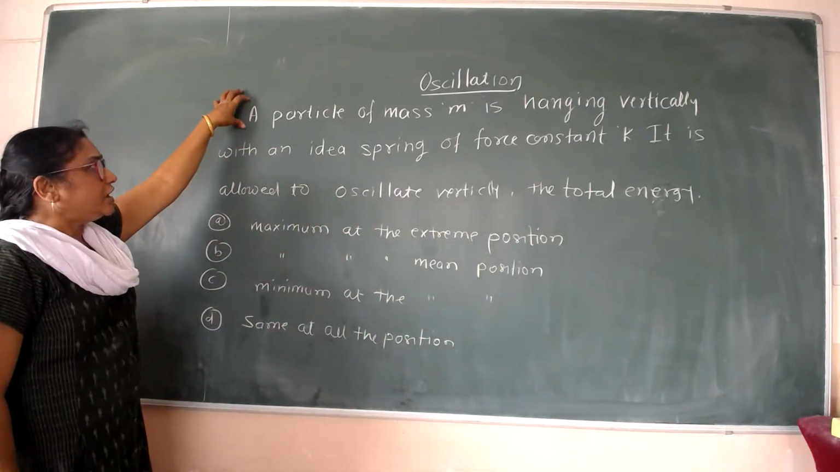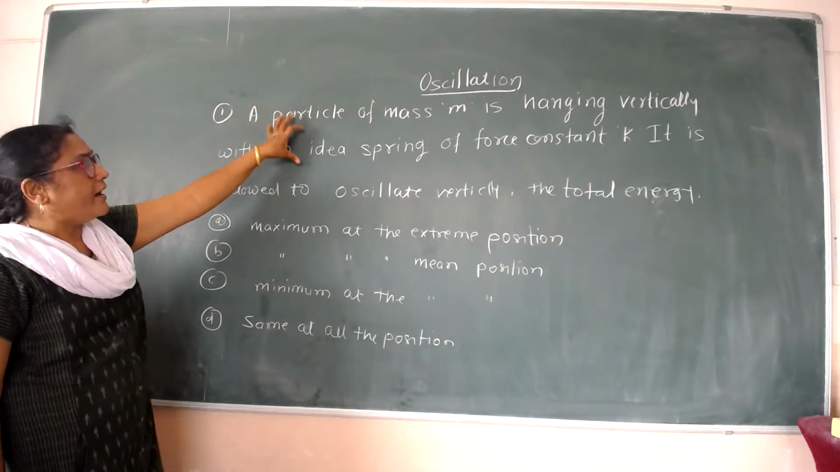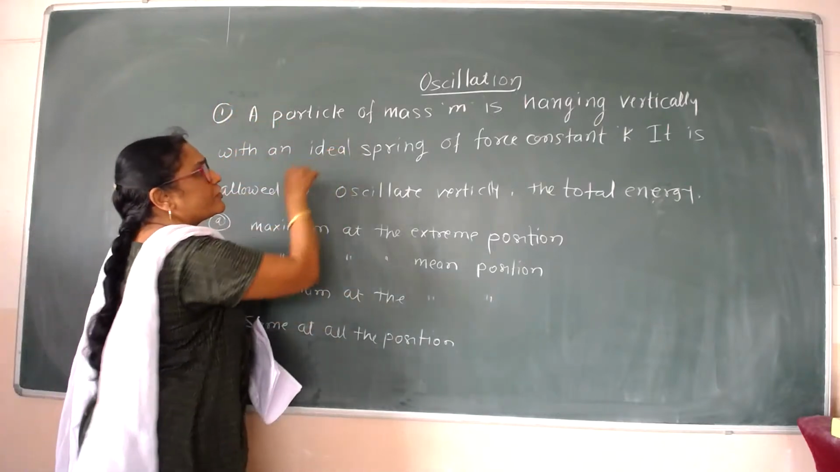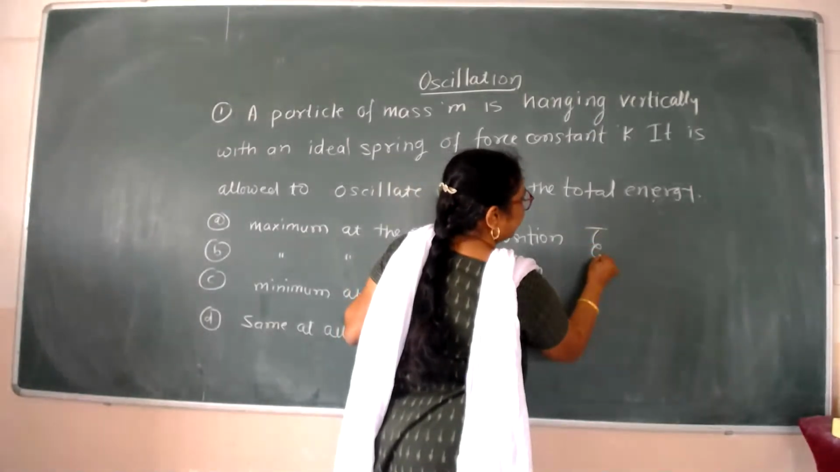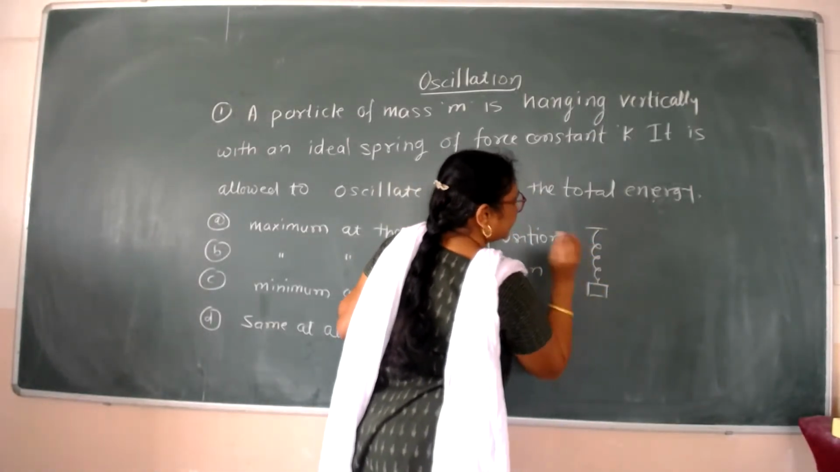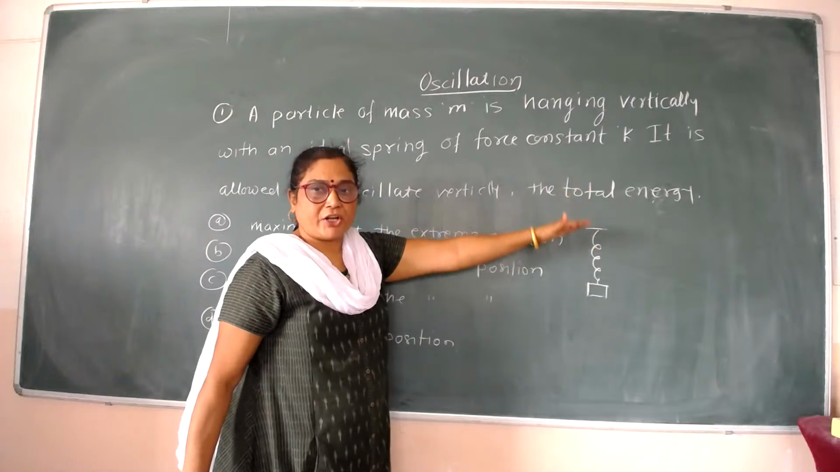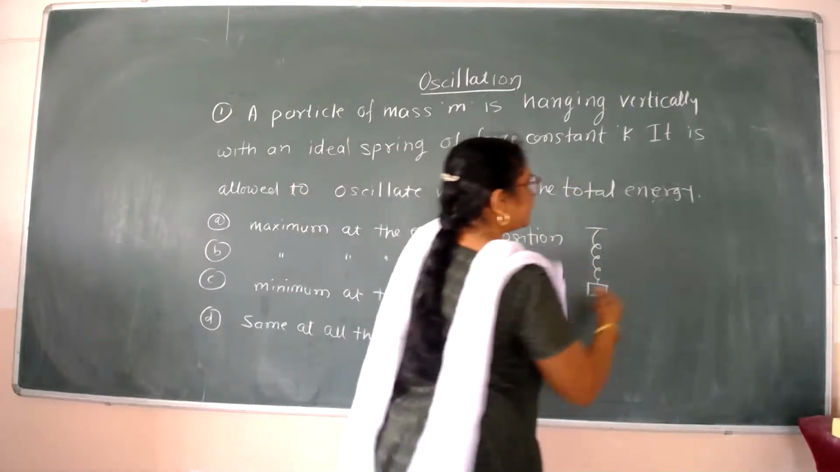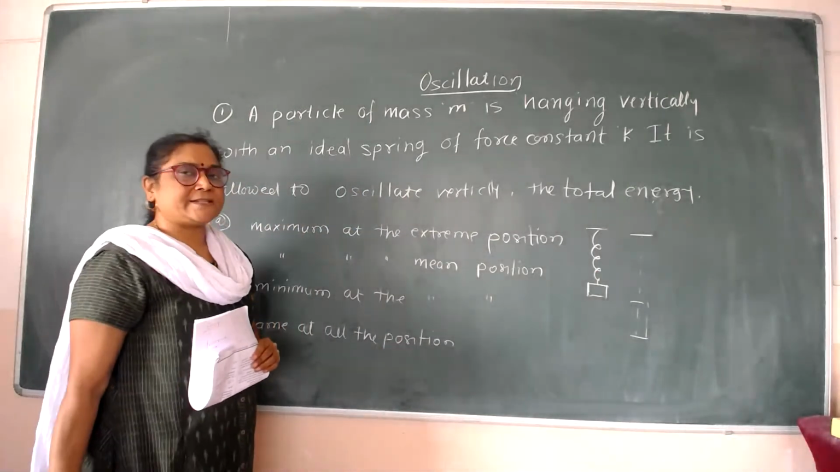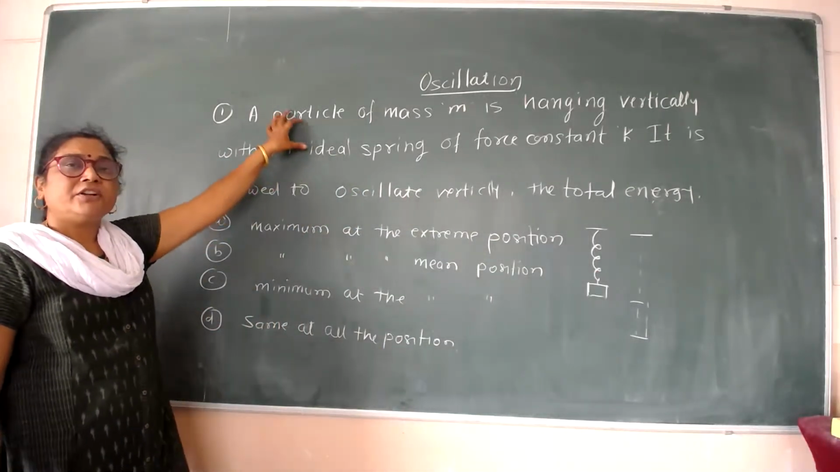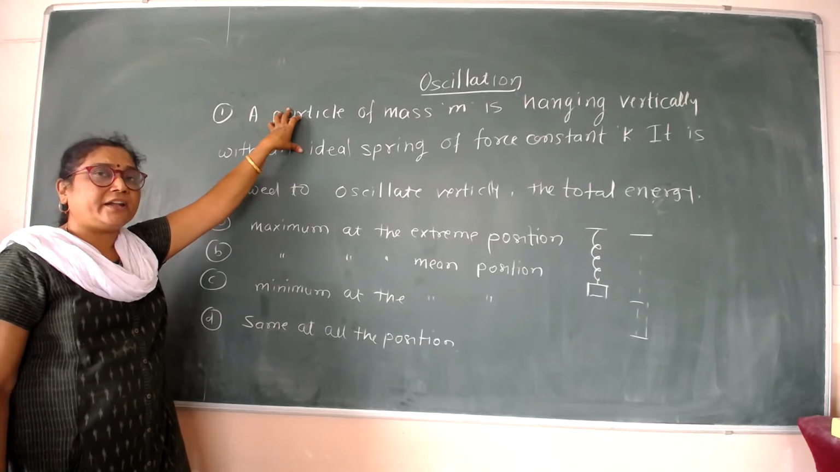So here the question is: a particle of mass m is hanging vertically with an ideal spring of force constant k. It is allowed to oscillate. So here there is one spring, connected vertically, and a load is applied to the spring. When we apply the force, the spring oscillates up and down. When it oscillates, we know that the energy changes. Due to position, potential energy is possessed, and due to velocity, kinetic energy is possessed.